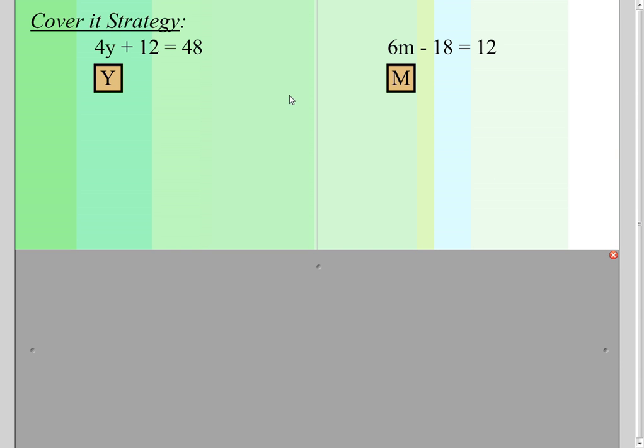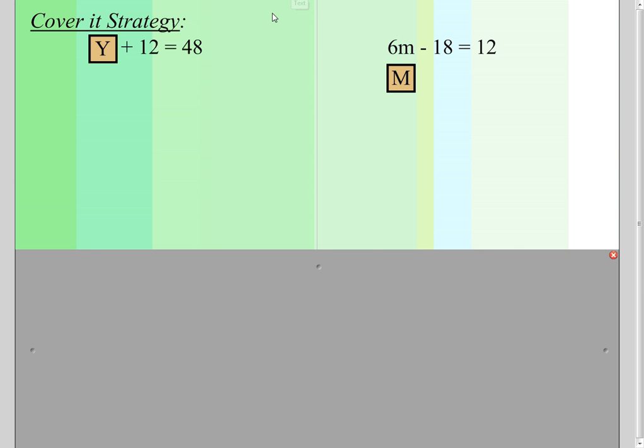So we're going to take a look at two quick strategies for solving two-step equations. For example, 4y plus 12 equals 48. Now one strategy to do it, I call it the cover-up strategy. Cover up the 4y and I just think of it as y. Y plus 12 equals 48.